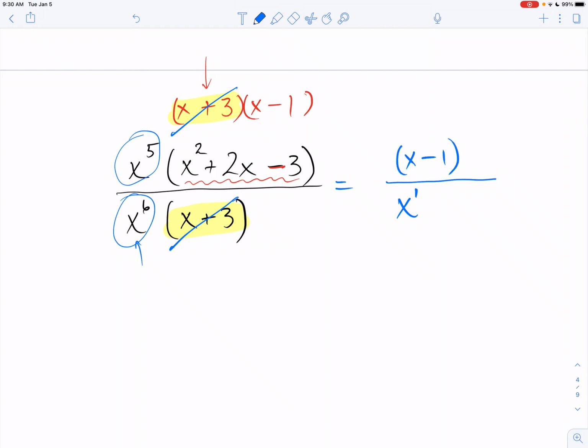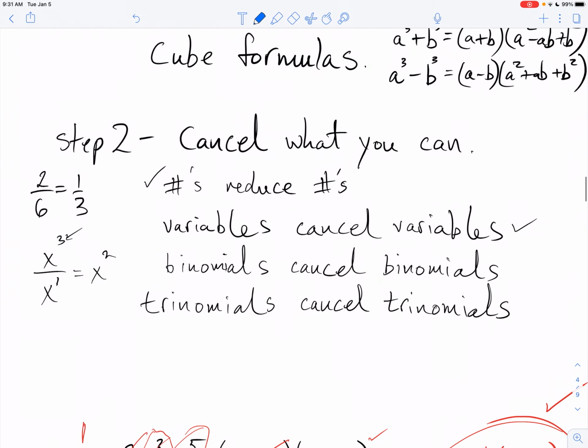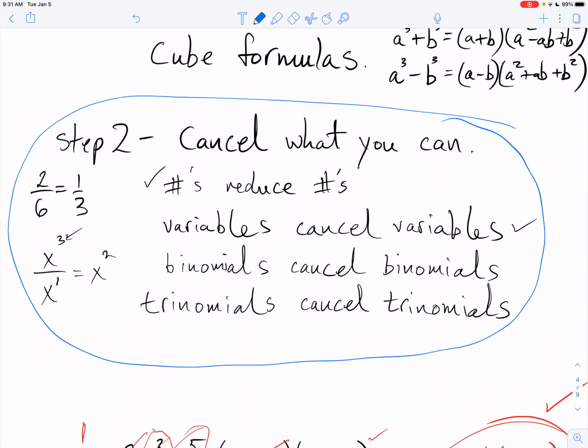Now, fight the urge to knock these two guys out. See, here's the rule. If you follow this, I'm going to scroll back up for just a quick second. If you cancel things in the correct order, numbers only reduce other numbers. Variables will knock out other variables. Binomials only pick on binomials. And we're not looking at this yet, but trinomials only knock out matching trinomials.